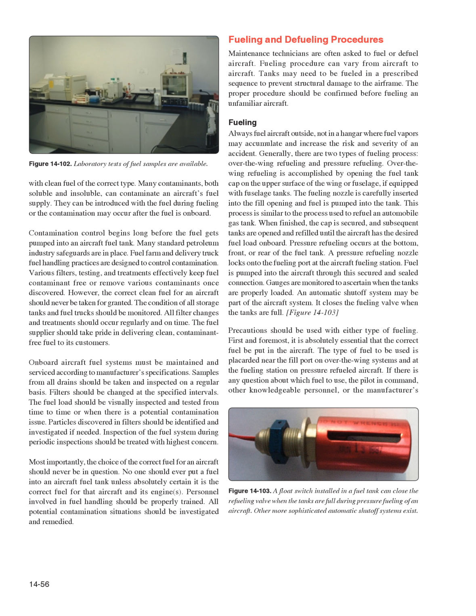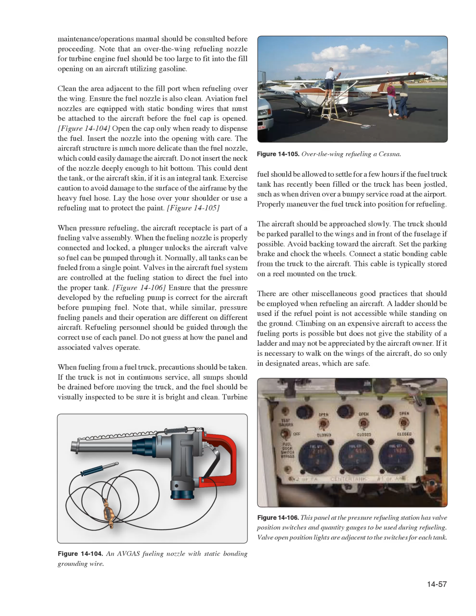Figure 14-103, precautions should be used with either type of fueling. First and foremost, it is absolutely essential that the correct fuel be put in the aircraft. The type of fuel to be used is placarded near the fill port on over-the-wing systems and at the fueling station on pressure refueled aircraft. If there is any question about which fuel to use, the pilot in command, other knowledgeable personnel, or the manufacturer's maintenance/operations manual should be consulted before proceeding.